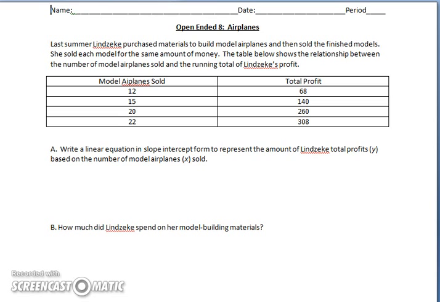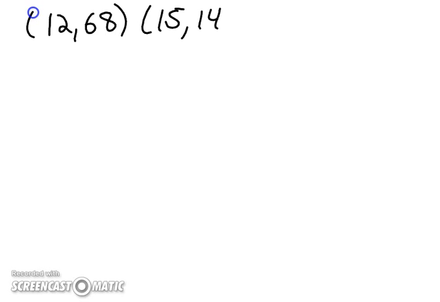And it says write a linear equation in slope-intercept form, that is y equals mx plus b, to represent the amount of Lynn Zeke's total profits y based on the number of model airplanes x sold. So we really only need 2 points here. The 2 points that I'm going to use are (12, 68) and (15, 140). And of course, once you have 2 points, you can find the slope. And once you have the slope and a point, you can find the equation of a line.